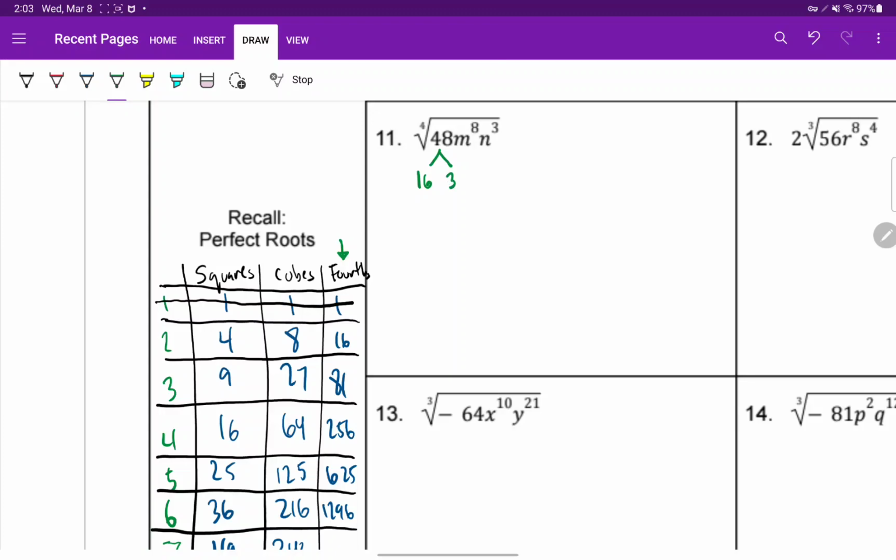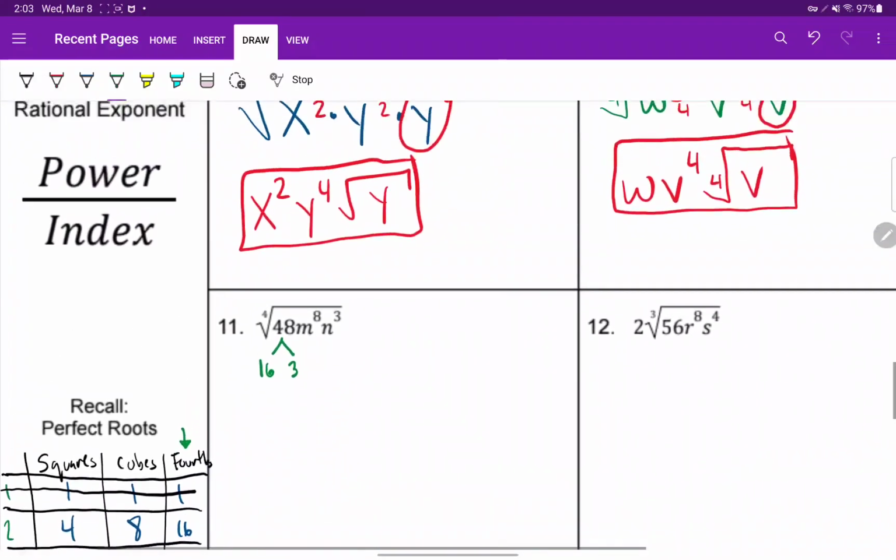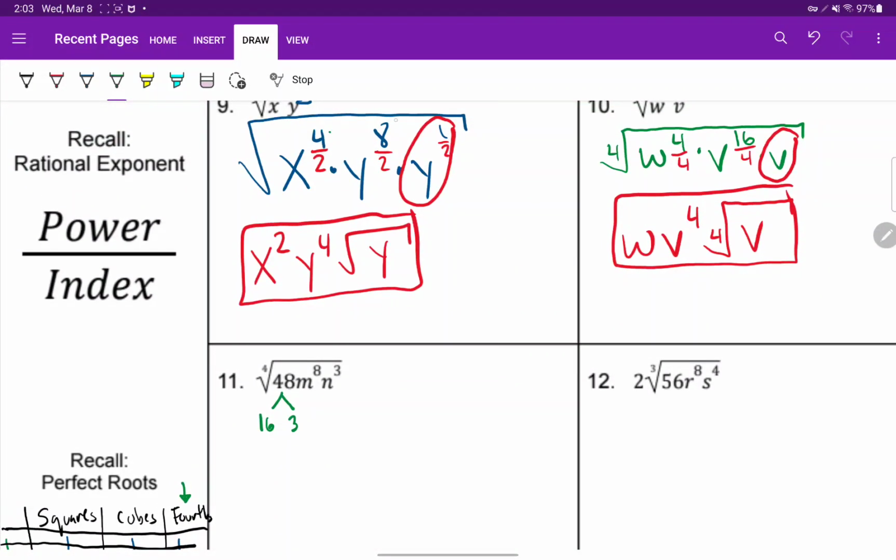Now, how do I know when to stop? When the largest perfect power goes in there and I can't go any further. Like 16 is the biggest one that goes into 48, and I can't go any further than that because 81 is already bigger than 48. Okay, so right here, next thing I'm going to do, I'm going to start breaking these down. Well, if you notice, you look at the previous examples, all of them I had raised to an exponent.